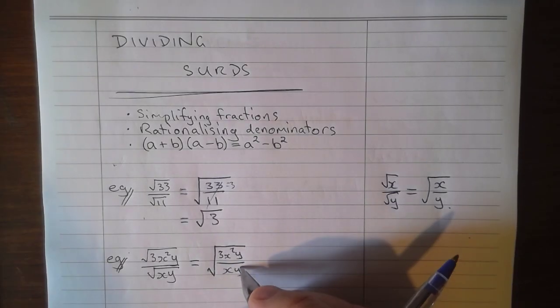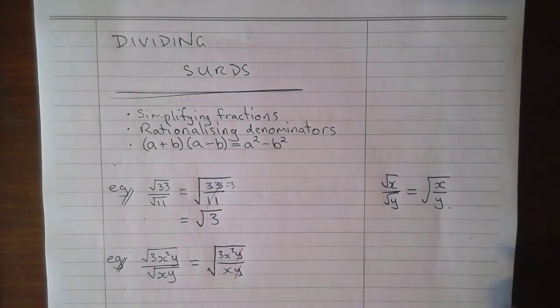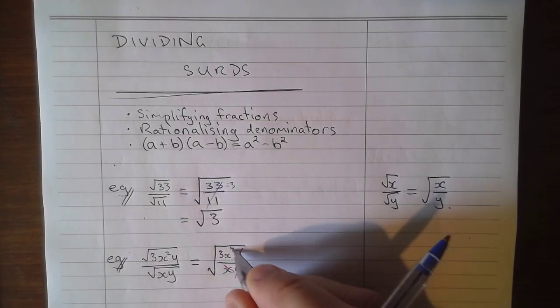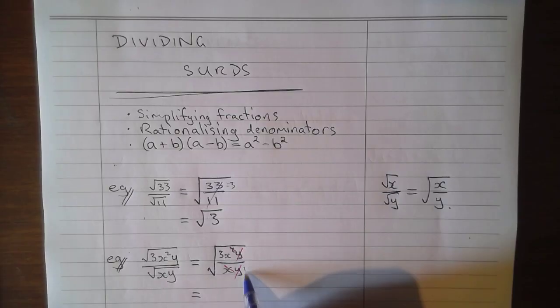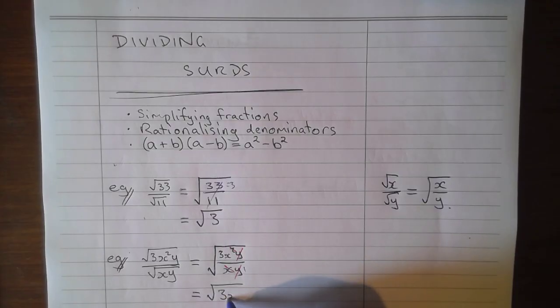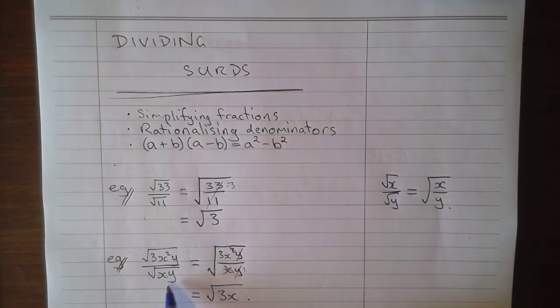And then I can do a little bit of cancelling. The y's will cancel, and an x on the bottom with one of the x's up the top. And then all we've got left is a 1 on the bottom and 3x on the top. So we end up with the square root of 3x. So there we go. Surds divided, and we want to get rid of there being any surds on the denominator as well. And we've done that, so that's good.